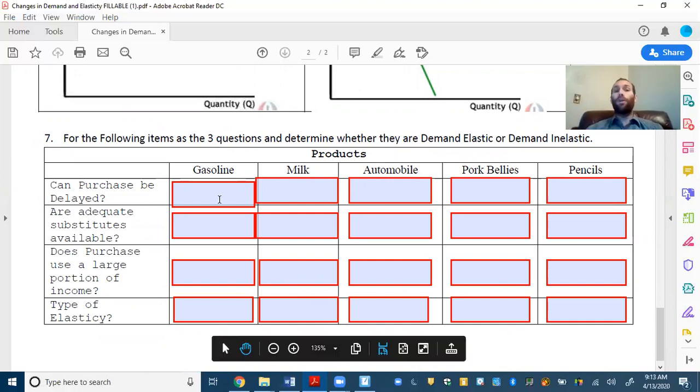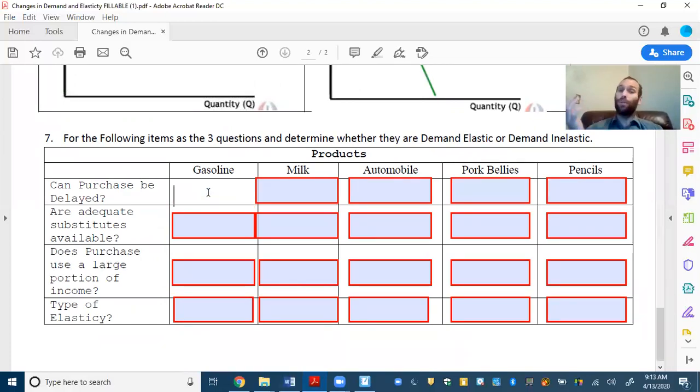So for example, we've already used gasoline. Can you wait to buy gasoline? The answer to that one is pretty much no. When you need gas, you can maybe wait a day or two, but you really can't wait weeks or months for the gas prices to change. So you cannot wait for gasoline.